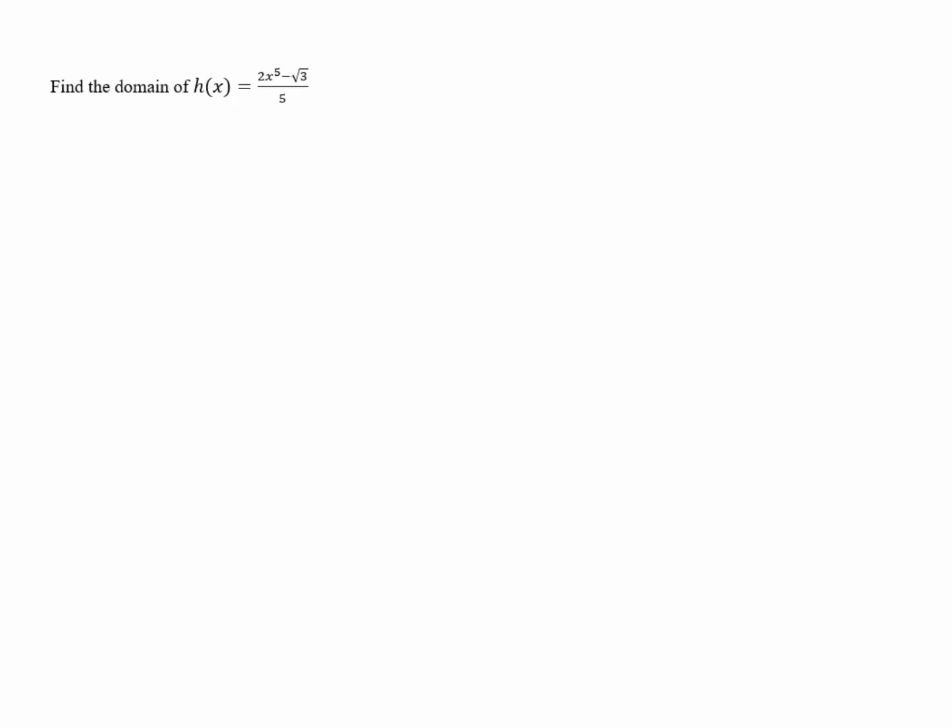This is actually a polynomial, even though it's written in a slightly scary sort of way. If you wanted to, you could break this up into 2/5 x to the fifth minus root 3 over 5. And because this is a polynomial, that means the domain is all real numbers. So if we're asked to write this in set builder notation, we can say the set of numbers x such that x is a real number.